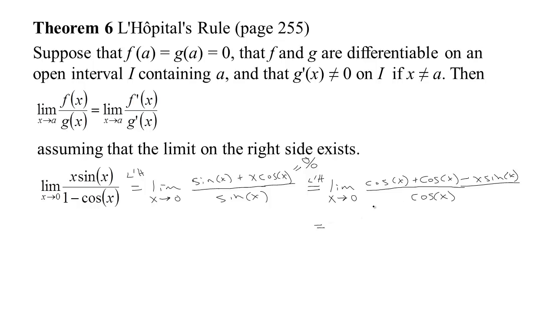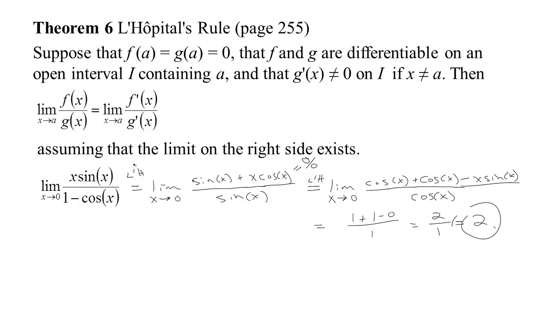Now we can take the limit, because the cosine of a number near 0 will be close to 1. And as x is going to 0, so is sine x. That's going to be 0. And downstairs we have cosine. So we have 1 plus 1 minus 0 upstairs. The top's getting closer and closer to 2. The bottom's getting closer and closer to 1. So the limit is 2 over 1, or 2.